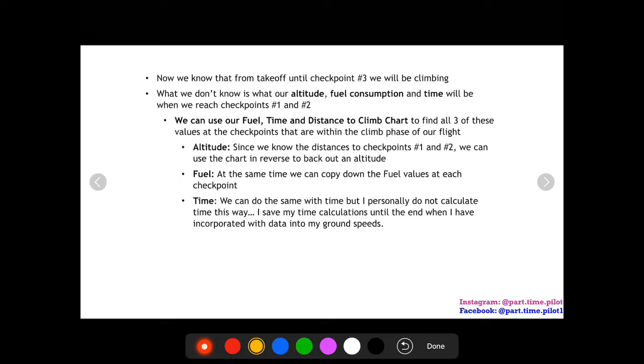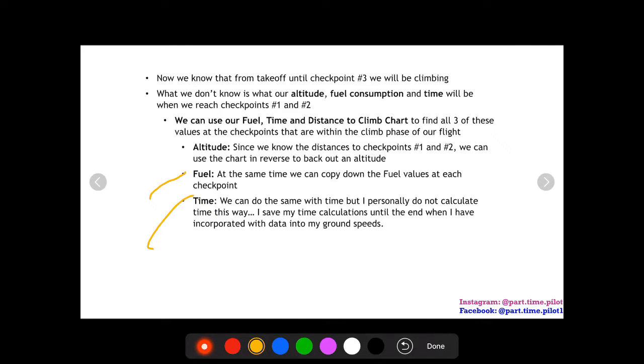Again, what we don't know is the altitude, fuel consumption, and time that we will have at checkpoints 1 and 2. We can use our fuel time and distance to climb chart to find all 3 of these. For altitude, since we know the distances to checkpoints 1 and 2, we can use the same chart in reverse. We can start at distance, go up to the distance line, and back out to altitude if we have an estimated temperature. At the same time, we can write down the fuel and time.